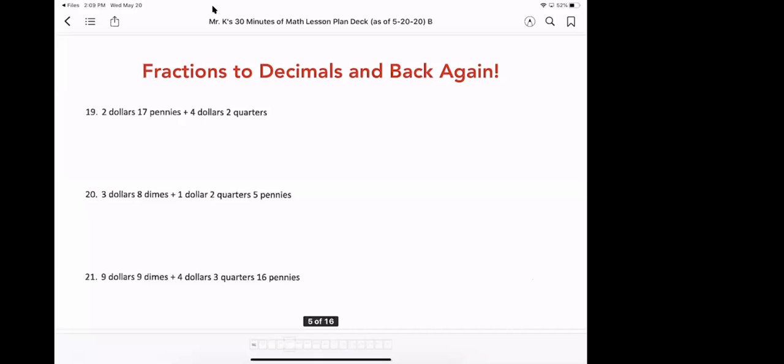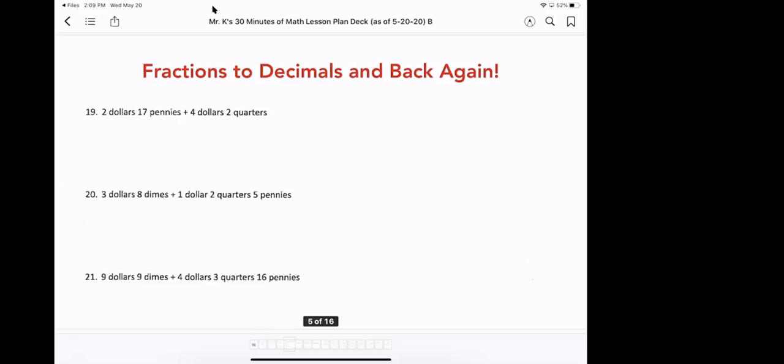$3.08. A dime is a tenth, so that's 8/10, or 3.8, plus $1, 2/4. Ooh, interesting. $1, 2/4 and 5 pennies. 2 quarters, and then I'm going to add 5 more pennies, 5 hundredths. Or we could write it like this: 1 and 2 quarters, which we know is 1 and a half, and 5 pennies. Whoops, sorry, I was doing fractions again.